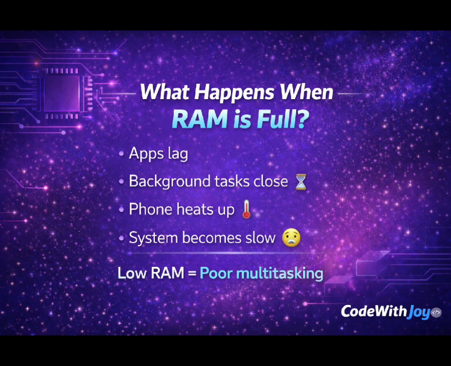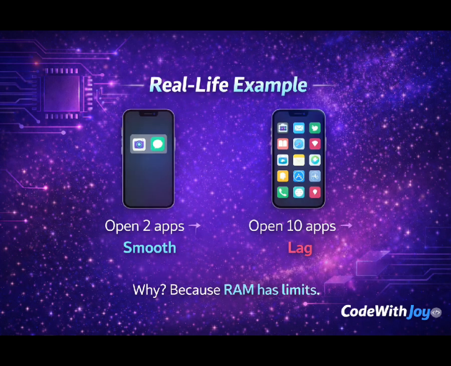Now, what happens when RAM is completely full? Apps may start closing automatically. Background processes get stopped. Your device may heat up, and overall performance drops. This is why low RAM results in poor multitasking. For example, if you open 2 apps, your device runs smoothly. But if you open 10 heavy apps at once, you will start noticing lag. Why? Because RAM has limits. Once that limit is reached, your system struggles to manage additional tasks efficiently.